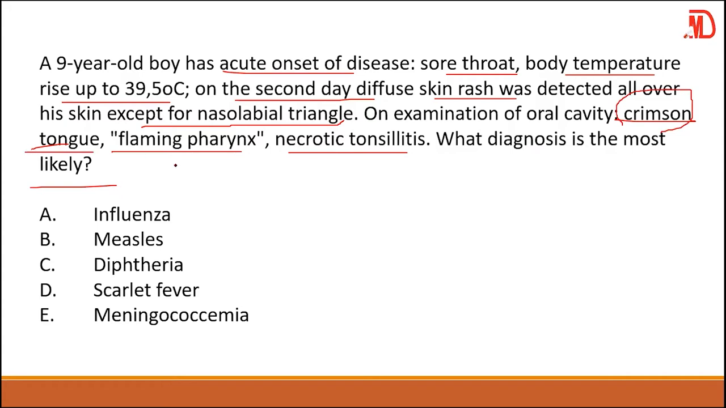This crimson tongue, flaming pharynx. Very, very red, as if it's on fire. So we call it flaming pharynx. And of course, the tonsils too are undergoing necrosis, so necrotic tonsillitis. All right. So over here, I have D to be our answer. Don't go and go for diphtheria. And diphtheria, you know how it is characterized. They will tell you that it is difficult to remove the membrane. They will tell you something like that. So guys, take note of that.